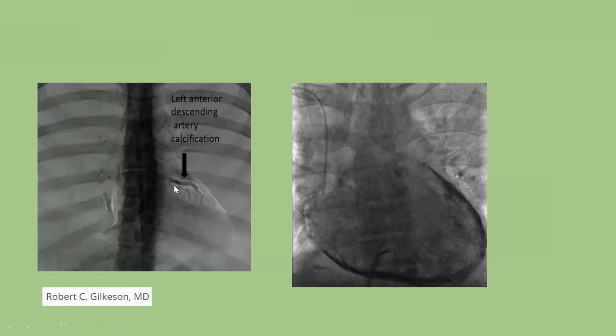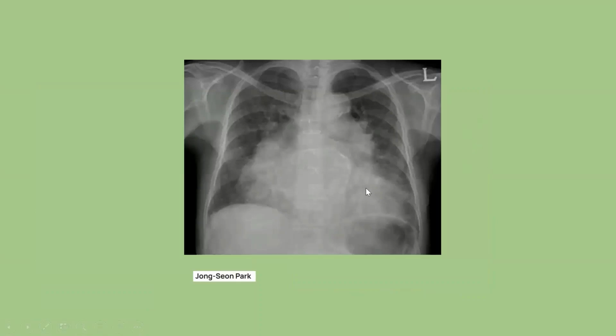So here, this is LAD calcification, which is seen, of course, much better in fluoro than in plain X-ray. And also the pericardial calcification is probably seen better in fluoroscopy than in X-ray. You see, this is pericardial calcification. This is how you see the calcification in fluoroscopy. Now, what is this calcification?